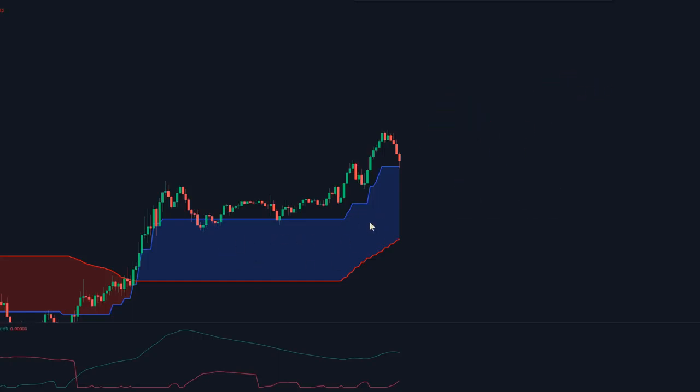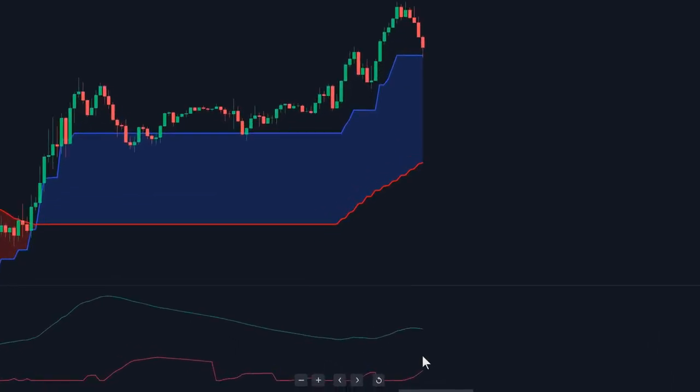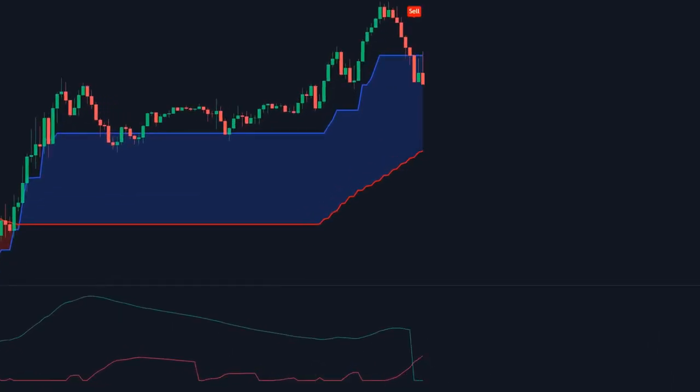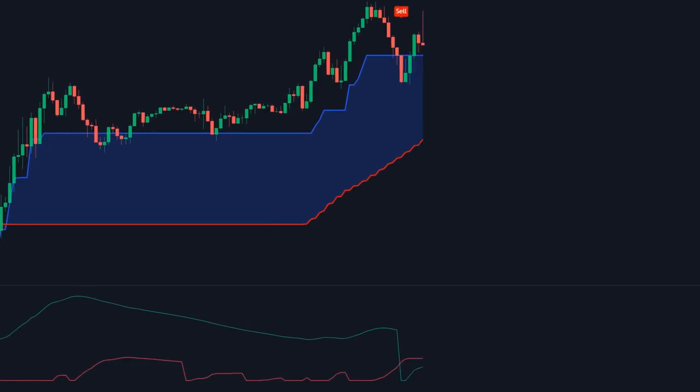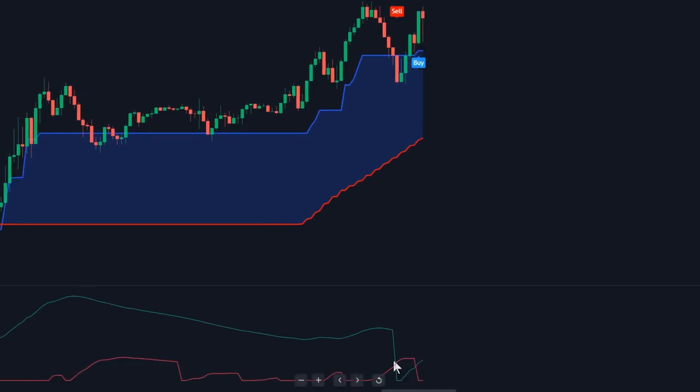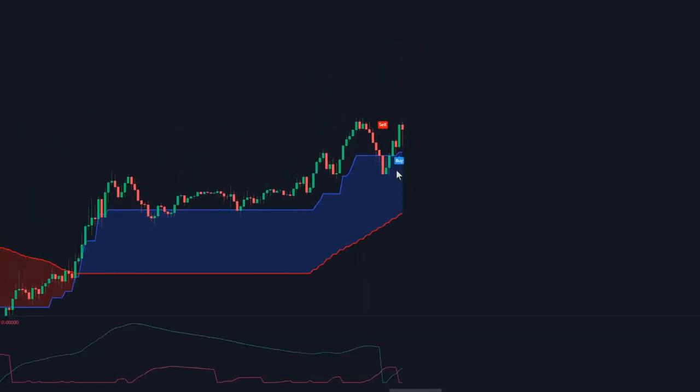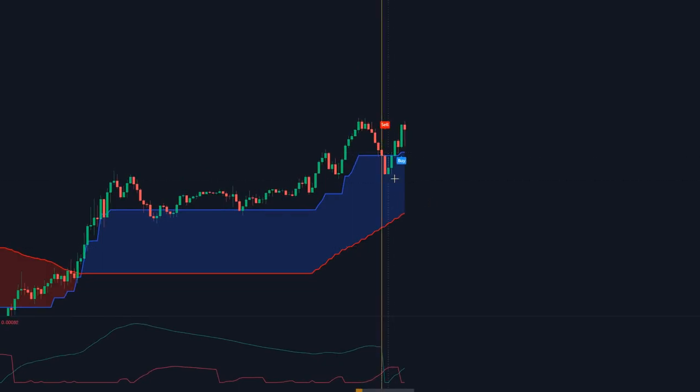Second, we need to identify a pullback within this bullish trend. For that, we're gonna focus on the Andean oscillator. We wanna make sure that this green line goes below the red line and then back above the red line. This indicates a market pullback. For the pullback to be valid, the price should not touch this red moving average of the UHLMA indicator. So basically, from here to here, none of these candles should touch this red line.